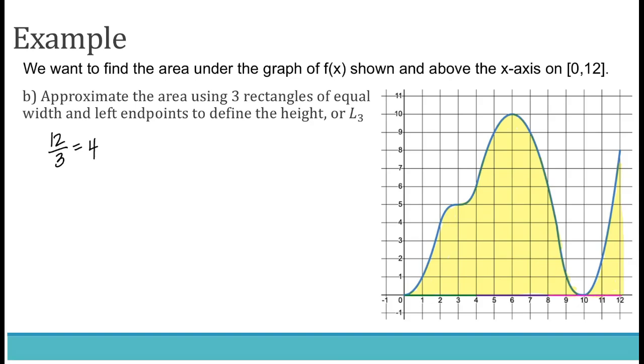12. So to go ahead and find L3, over the first interval here, the base is 4, and if the left endpoint defines the height, there isn't a height at all. So at the x value 0, the y value is also 0. So we have 4 times 0, so nothing is contributed in terms of an approximation here from that first interval.